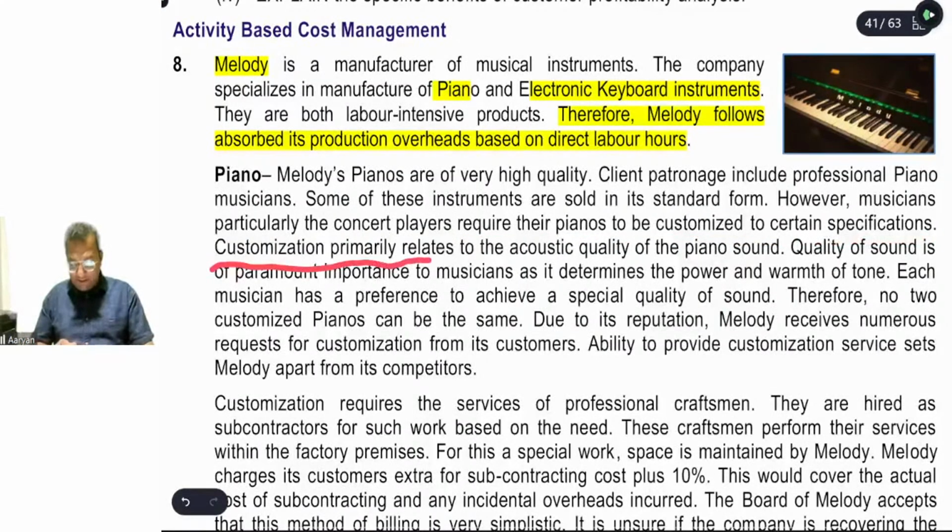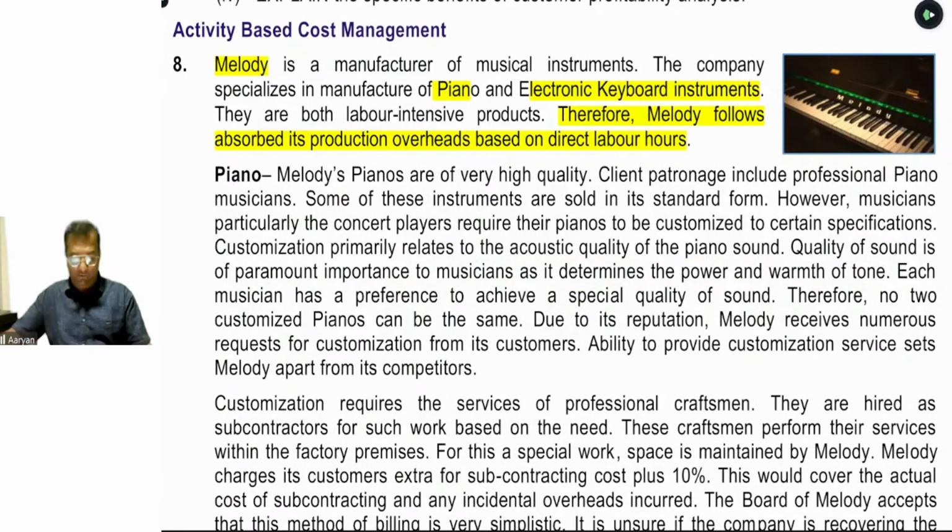Customization primarily relates to the aesthetic quality of the piano sound. Quality of sound is of paramount importance to musicians as it determines the power and warmth of tone. So we are dealing in both products, not only the standardized product, but they are very less in number. The majority of our customers are professionals who want the customized one. So based on the acoustic quality of sound, we are customizing the piano for them.